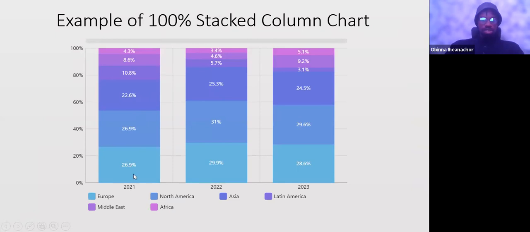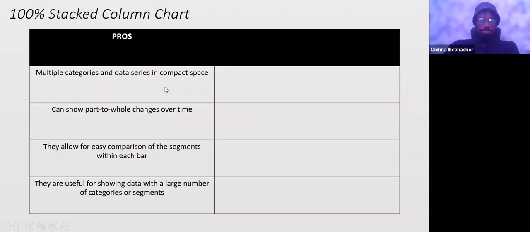And you can see for each year, right, you can see the proportion of each continent for each year as a percentage of total. So the pros, right, you can display multiple categories and data series in compact space. You can show part to whole changes over time. It allows for easy comparison of segments within each bar and is useful for showing data with a large number of categories or segments.